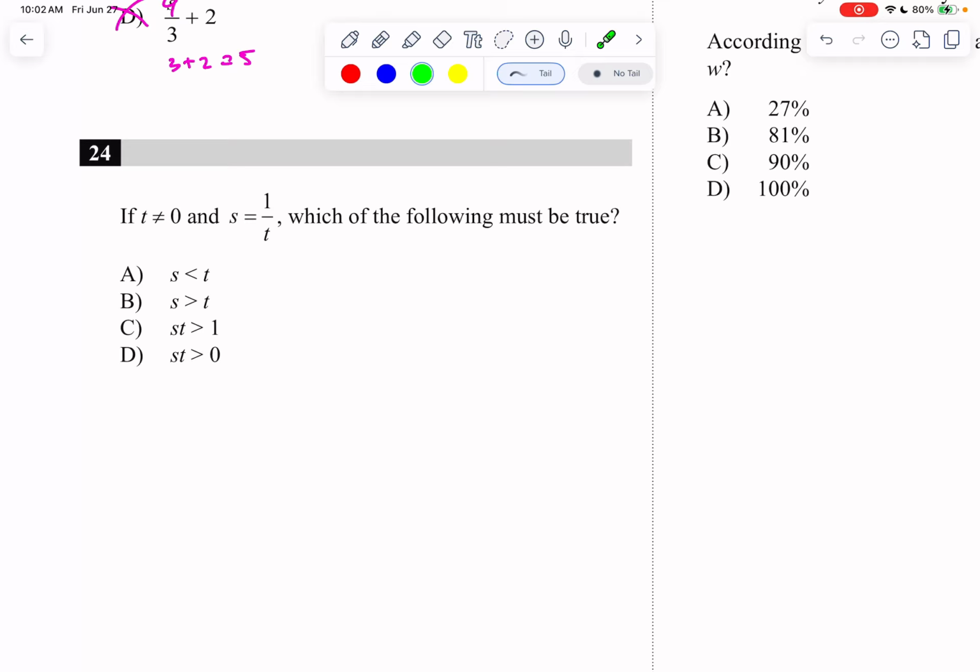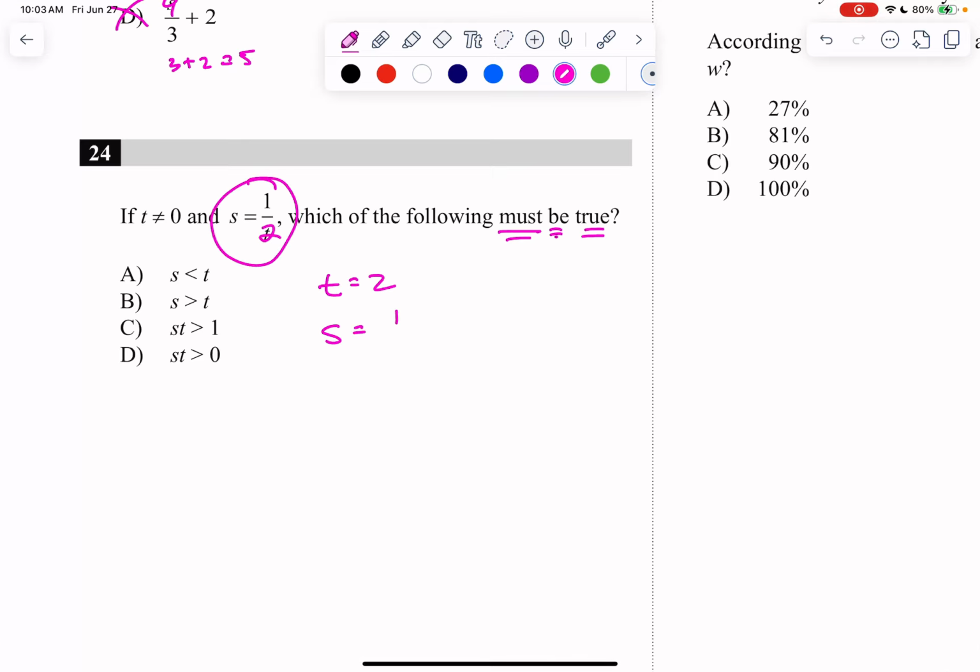Now this guy, we can see our variables are related. Check this out. If t does not equal 0 and s equals 1 over t, which of the following must be true? Okay, must be true. Whenever you see this, sometimes we'll have to try more than one option. But take a look here. If I say that t is 2, that actually dictates that my s equals 1 over 2. So with a quick little plug-in, let's see which answer choice might be able to be eliminated.